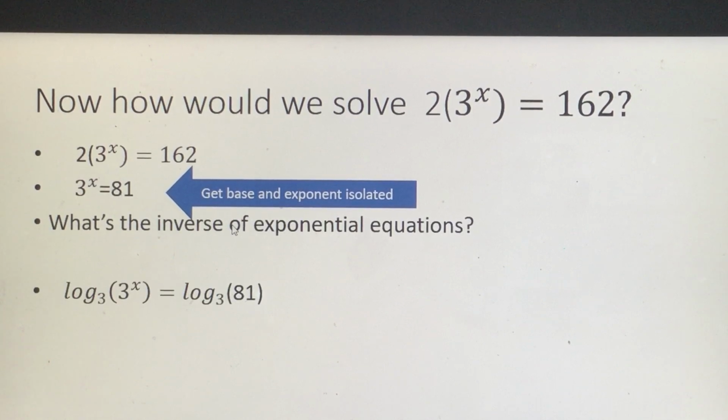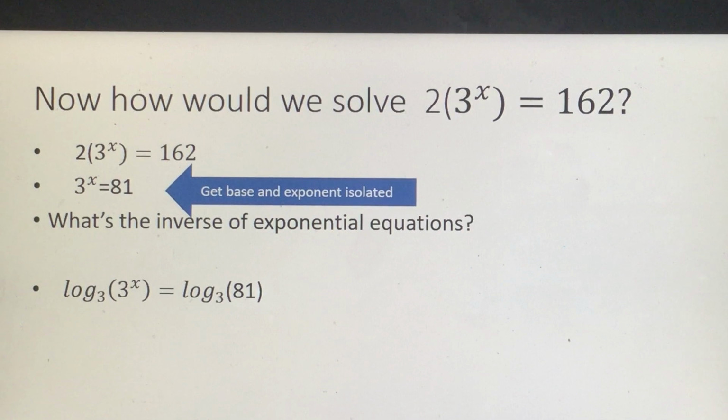The answer is log. And every log has a base, and you use the base that happens to be attached to that x or that variable. In this case, it's 3. So we're going to do log base 3 of 3 to the x equals log base 3 of 81. You take the log on both sides.